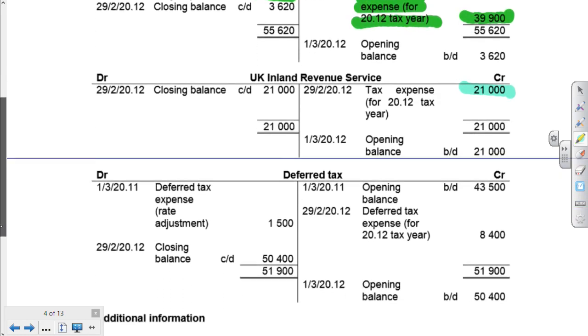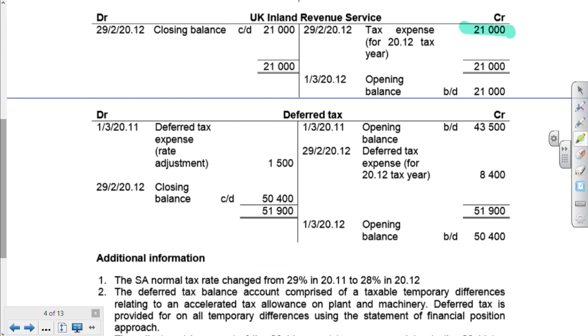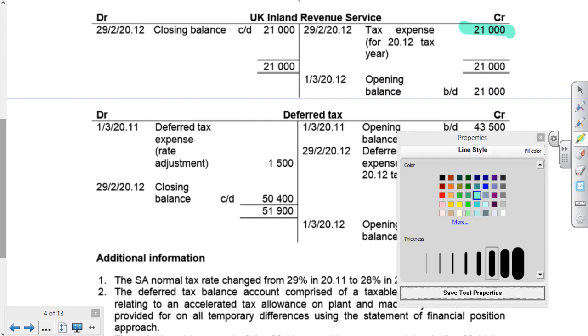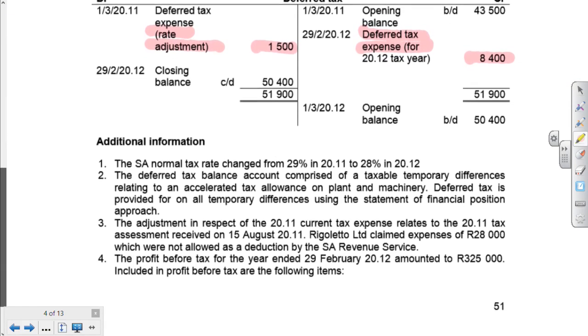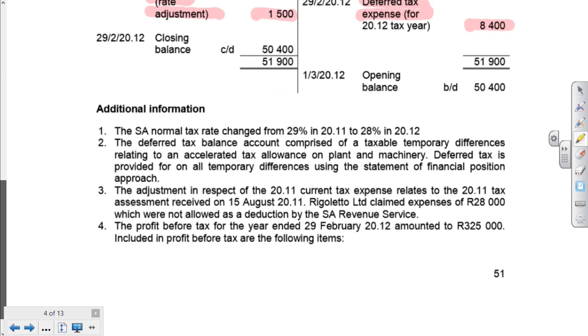Then they give us a deferred tax account. If I look at the deferred tax account, there's a couple of things there. I see a tax expense for the year of 84, and I also see a rate change going the other way of 1,500. Additional information: the tax rate changed from 29 to 28. The deferred tax comprised taxable temporary differences on plant and machinery. The adjustment in respect of 2011 relates to the 2011 assessment. We claimed expenditures which were not allowed as a deduction. The profit before tax for the year is this much.